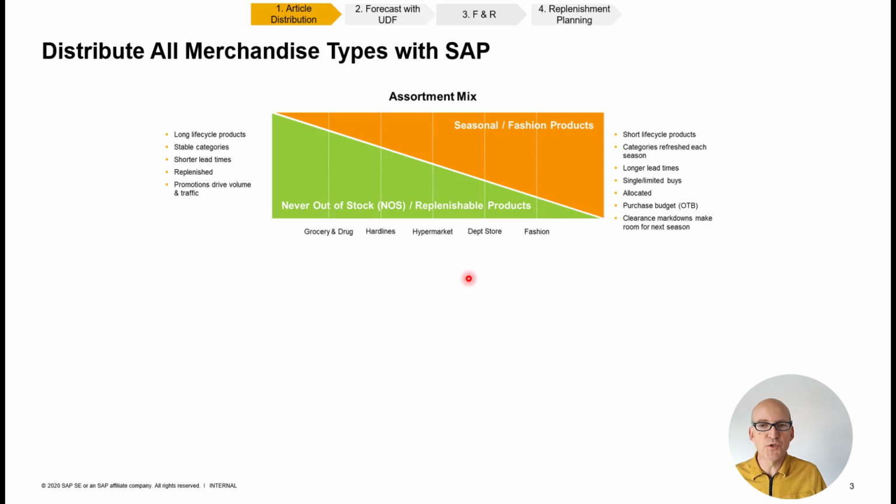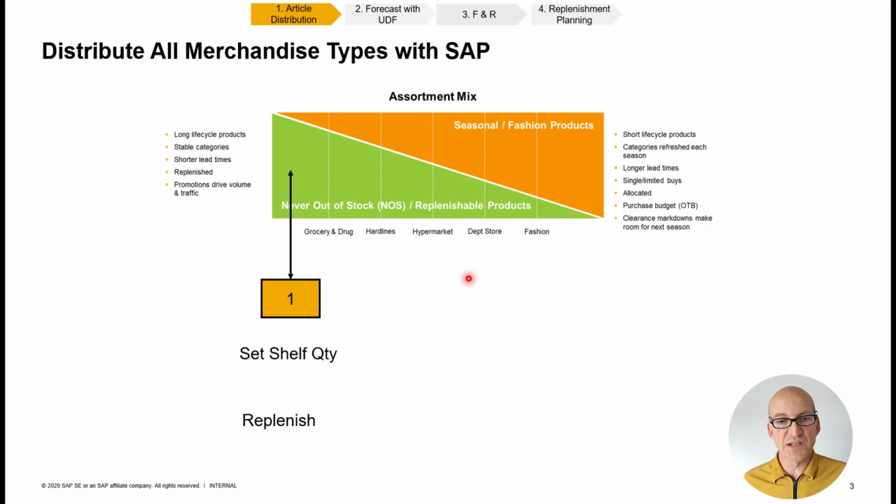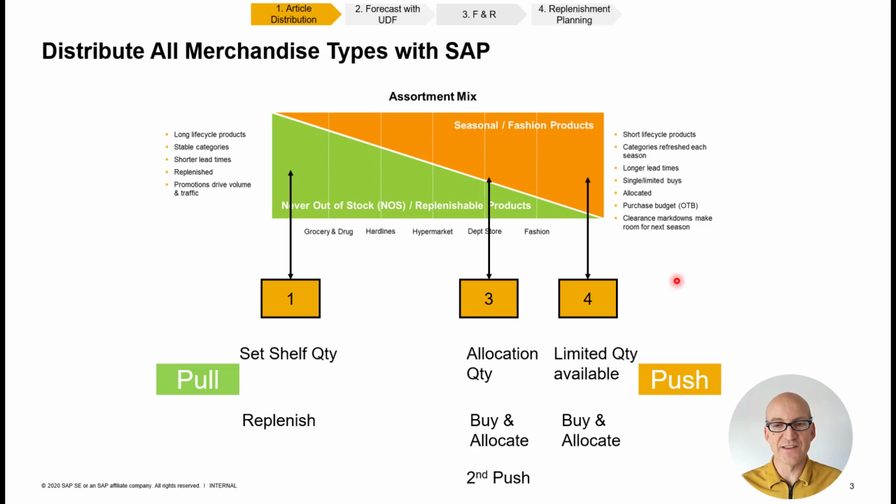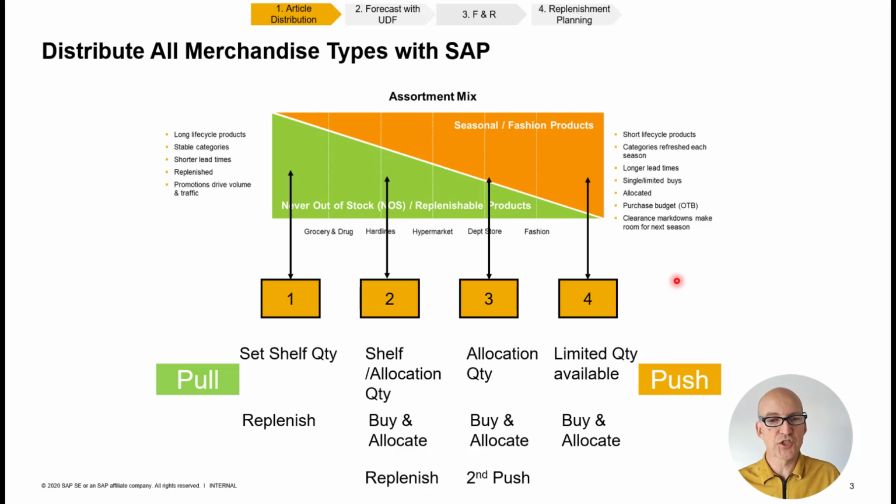And if you look at how to distribute the items to the store, then you see two main streams. The first one is setting the shelf capacity, taking the customer demand into account, and replenishing. Do a pull. Customer demand pulls the replenishable items into the store. The second extreme, where you have limited quantity available. You buy the quantities and you allocate them to the stores. We also call this push movement. And in between, we have different kinds of distribution types. We maybe allocate and buy, or allocate and replenish.